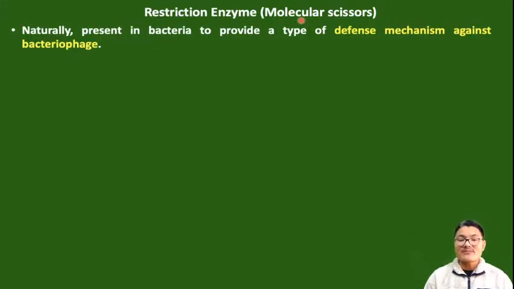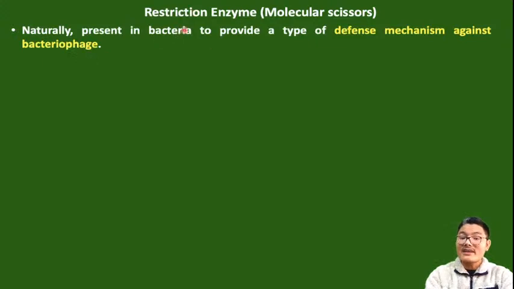Usually, restriction enzymes are present in bacteria, and these restriction enzymes defend the bacteria from bacteriophage. Bacteriophage is a virus which usually attacks or eats the bacteria, and hence, in order to protect themselves, bacteria produce an enzyme called restriction enzyme, and that restriction enzyme kills the bacteriophage, preventing the life cycle of bacteriophage. How?